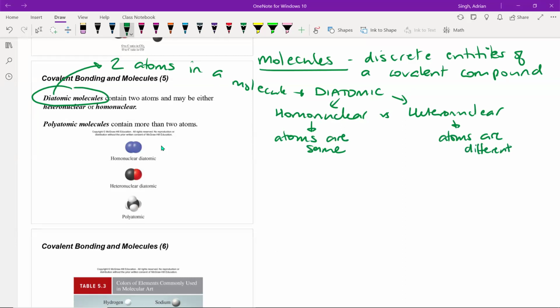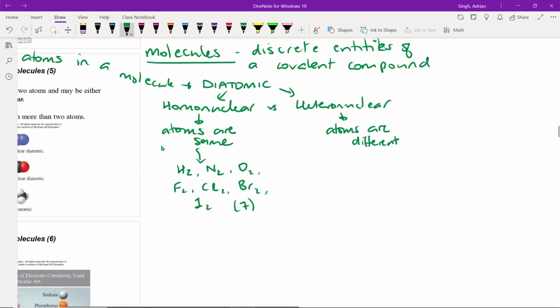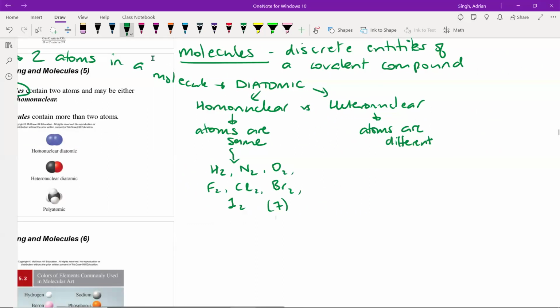So for example, homonuclear diatomic molecules would be things like hydrogen, we have nitrogen, we have oxygen, what else do we have? Fluorine, we have chlorine, we have bromine, and we have iodine. Okay, and there are 7 of these homonuclear diatomic molecules, which are also elements because they're made up of the same types of atoms. And if we look at the periodic table, we can use it to help us determine this, and I'll show you how to.